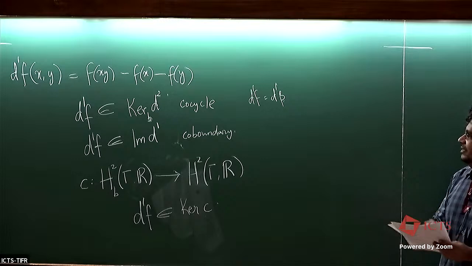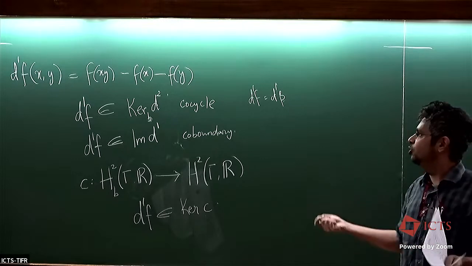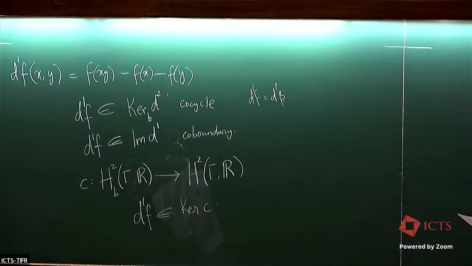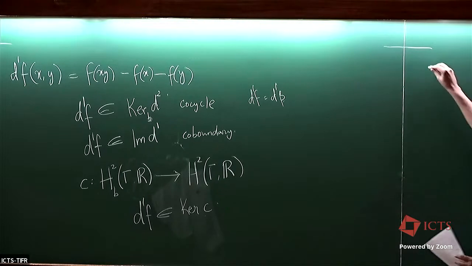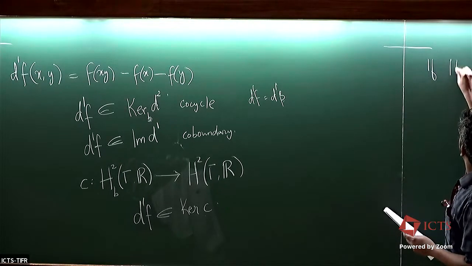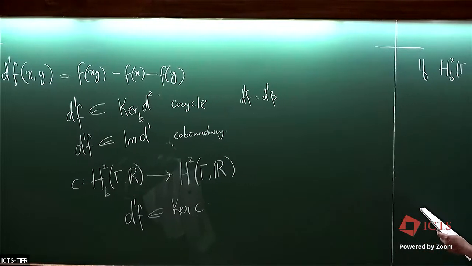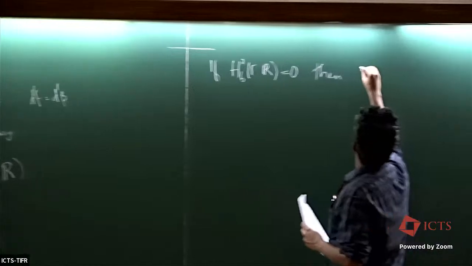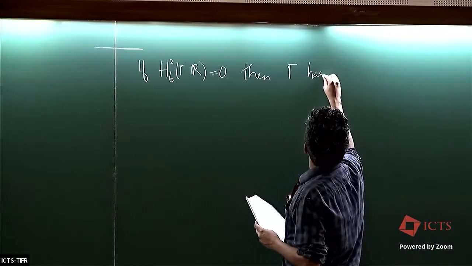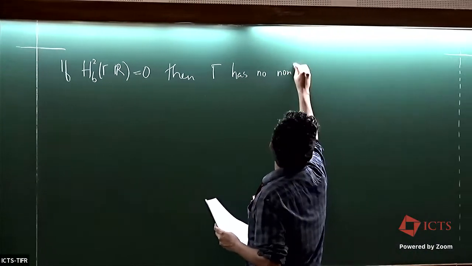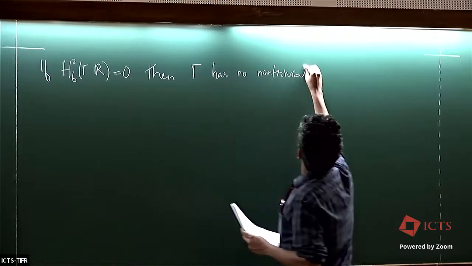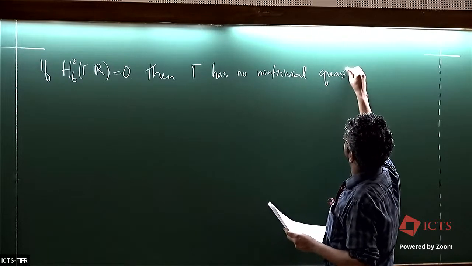So this hints that you should try to capture the defect in some sense as a cohomology. So as I was saying, if H2 bounded of gamma with real coefficients is 0, then gamma has no non-trivial quasimorphisms. This is just an observation.